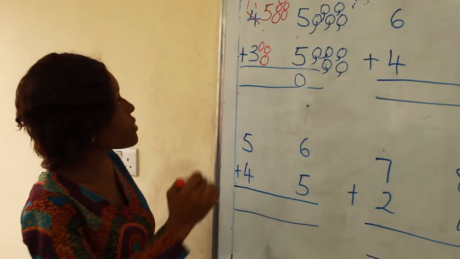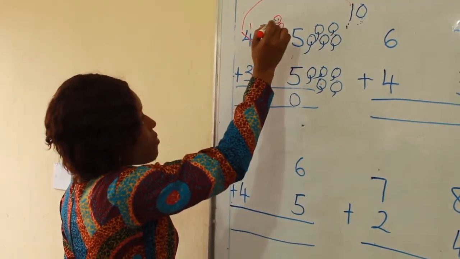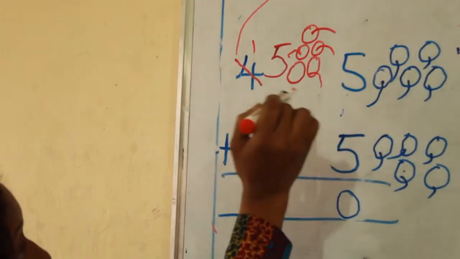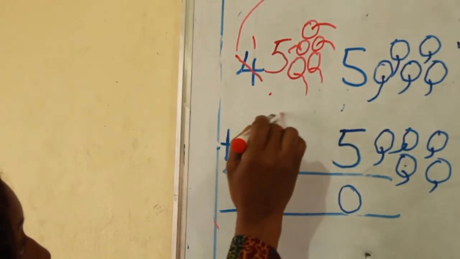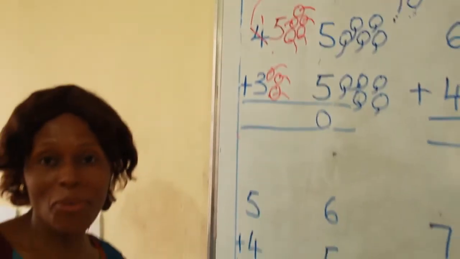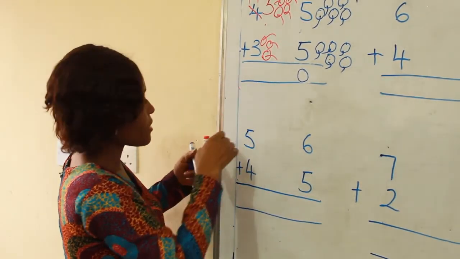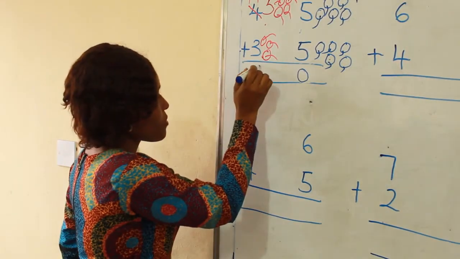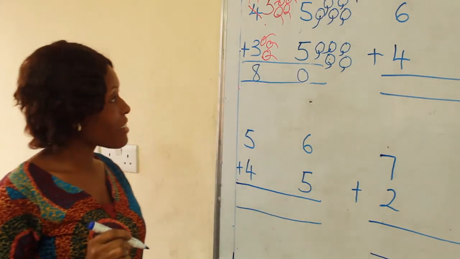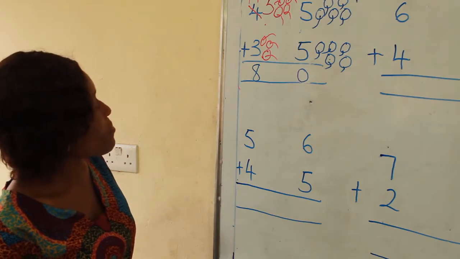Now let's add them up together. Count along with me. Let's start from the top. 1, 2, 3, 4, 5, 6, 7, 8. The answer is what? 8. So we come here and then let's use the blue marker and then we write number 8. And the answer now is what? 80. Beautiful.